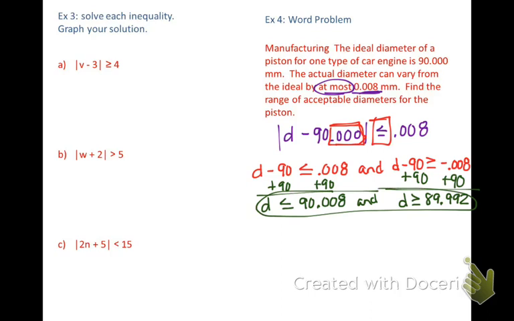This could be your way of answering. Or you could do 89.992 is less than or equal to D, less than or equal to 90.008. You do not need to graph this.